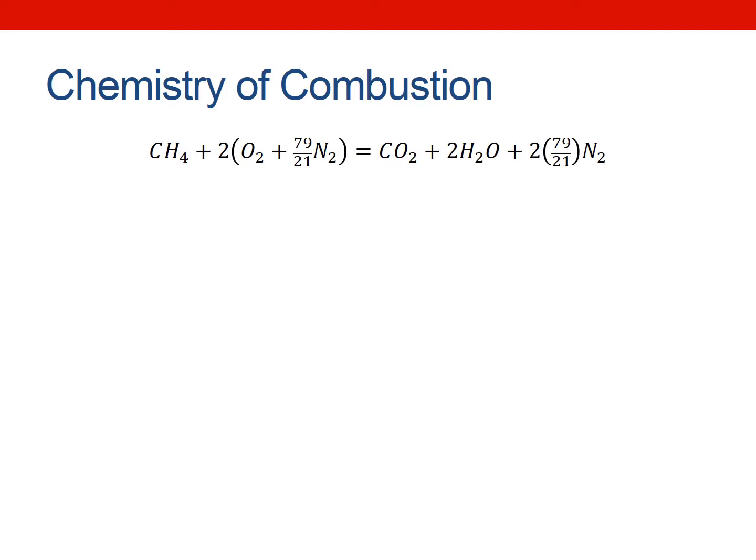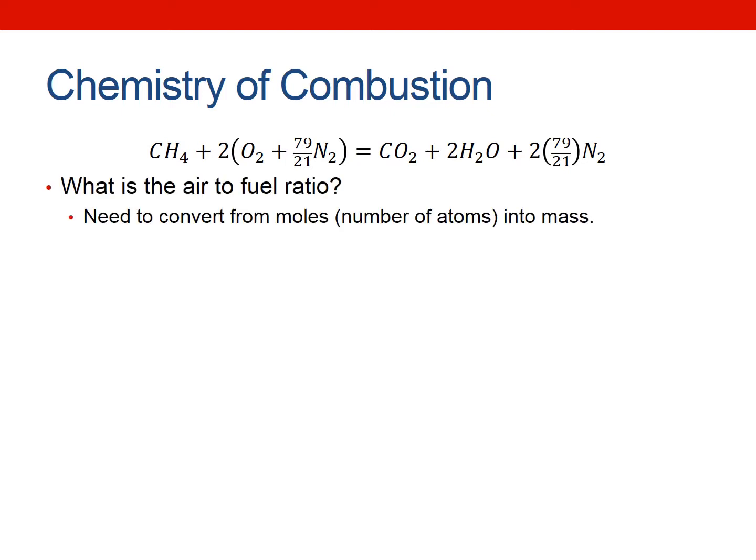Okay, so again I've copied that over from the previous slide. Bringing this back to an engine, what do we actually want to know? Just say we're burning methane in this engine for this example. So we have 1 unit of methane, which is made up of 1 carbon and 4 hydrogens, and to do that we need 2 units of oxygen and nitrogen, basically 5 units of air.